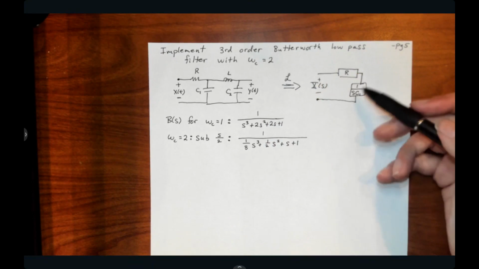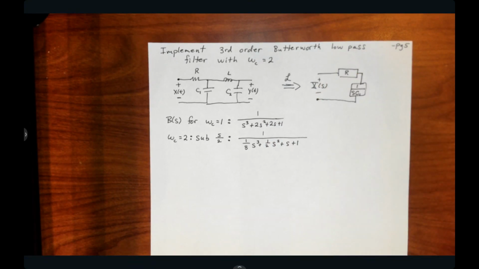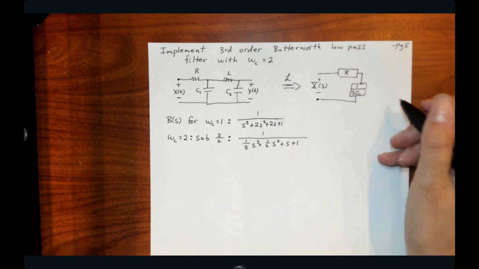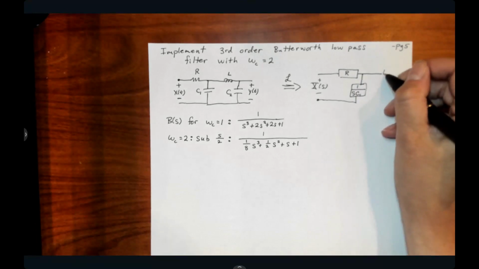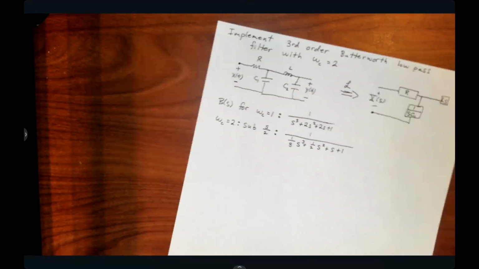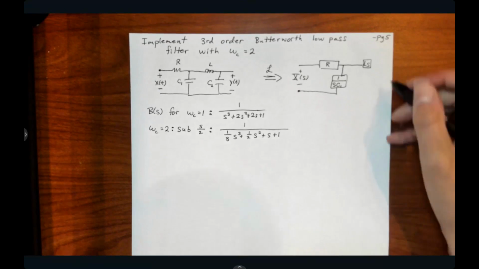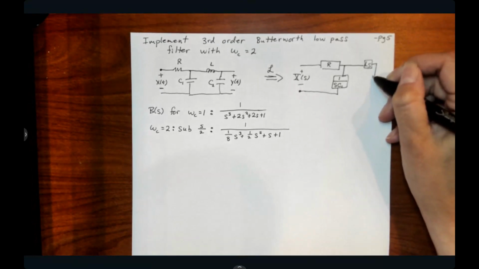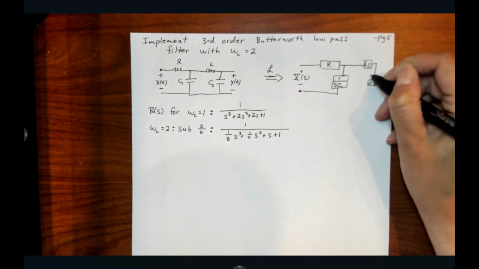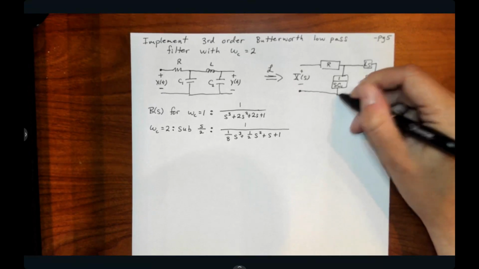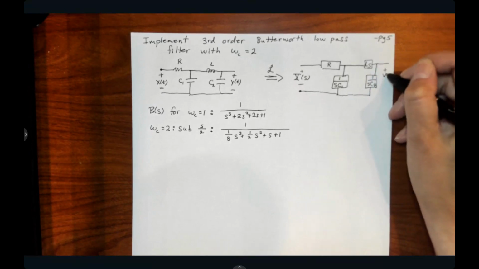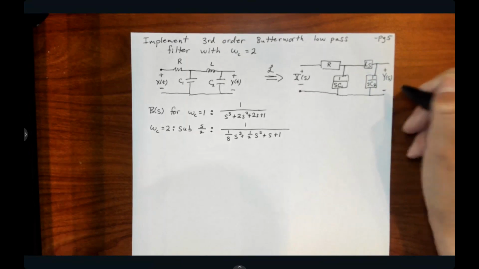And so this equivalent impedance basically captures that current-voltage relationship. Our inductor becomes inductance times S. We have another capacitor here. And then we have our output.